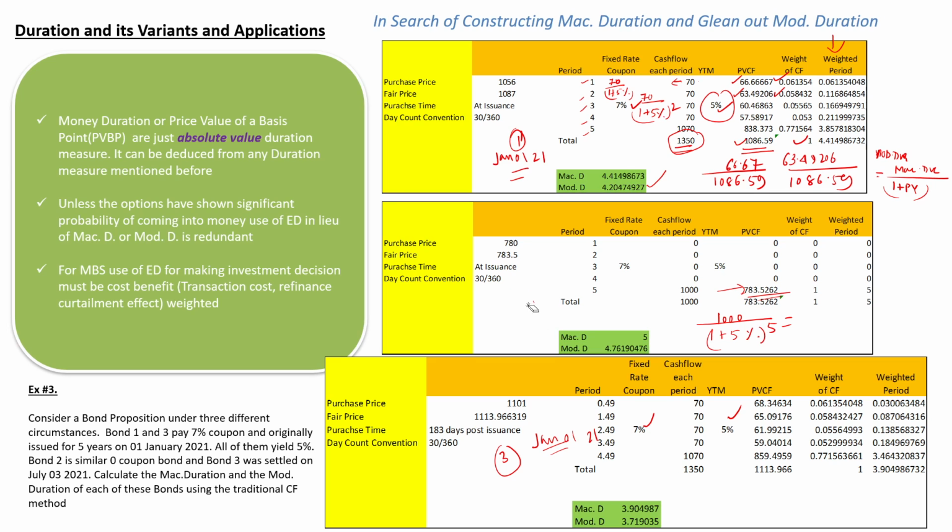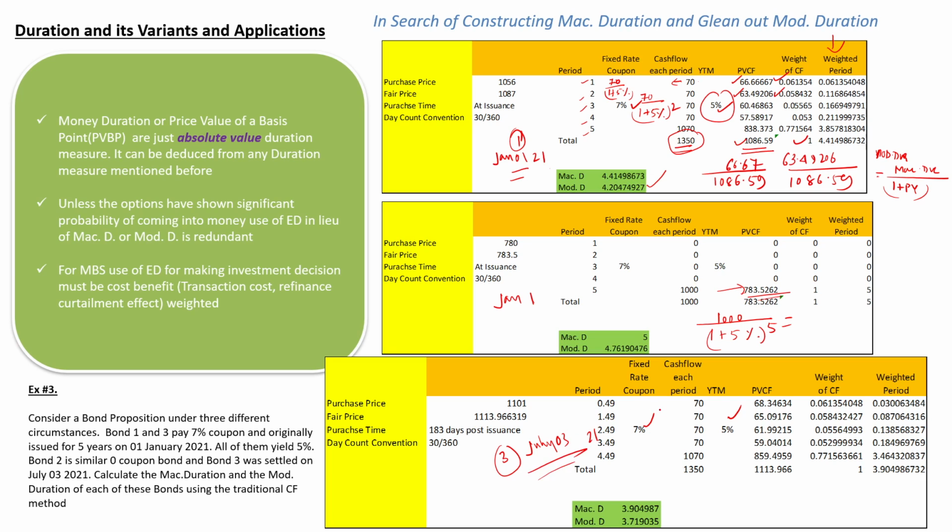This is also January 1 because the period and the date are coinciding. So this is a coupon paying bond. This is a zero coupon bond. This bond, which is a coupon paying bond, this is July 3.